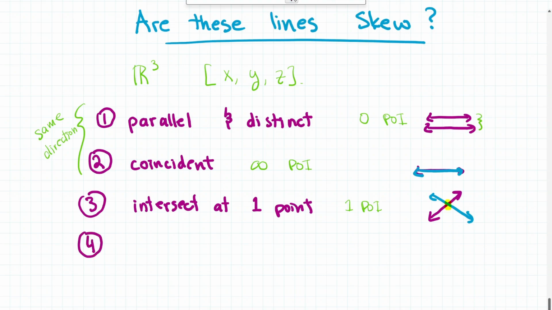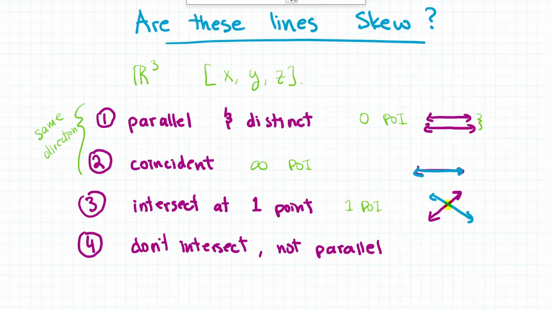We now have this tricky fourth option, where our lines don't intersect, but they are also not parallel. That's kind of a new concept, that they can not intersect and not be parallel. And this actually means that they are going to be skew lines.